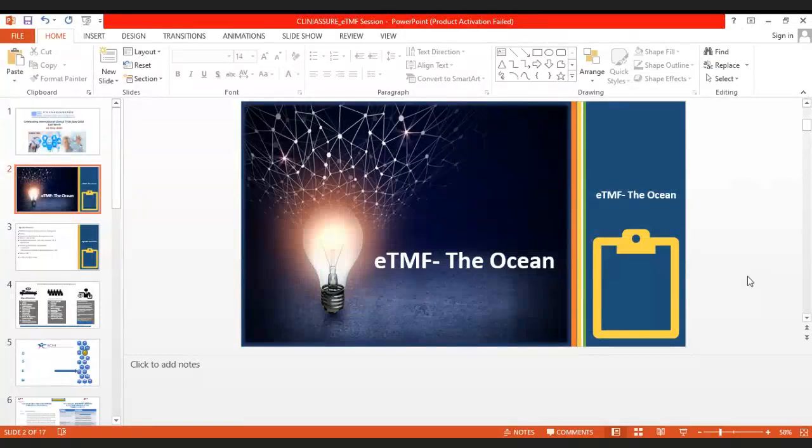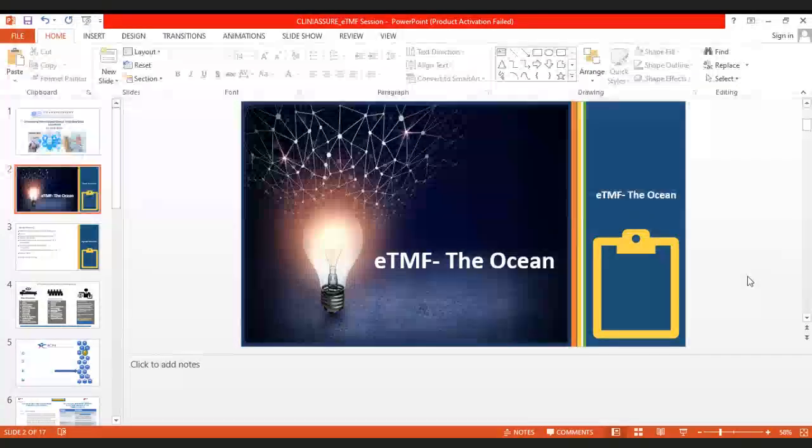eTMF the ocean, because eTMF is like an ocean. When you go deeper and deeper, you will learn more and more. It's nothing like you go ahead and read, okay, this is the eTMF, this is an essential document, this I have to work this much only. It's nothing like that, because eTMF is a huge industry, and it's like an ocean. Whenever you deep dive, then we learn more and more.